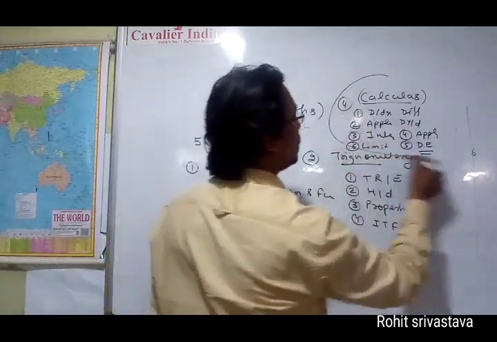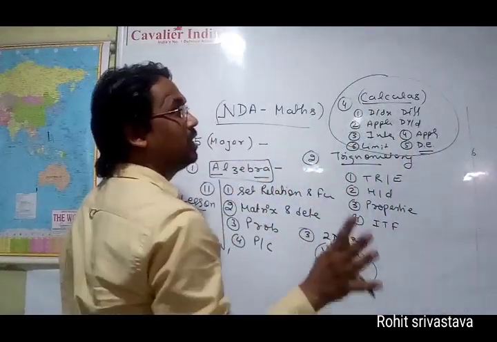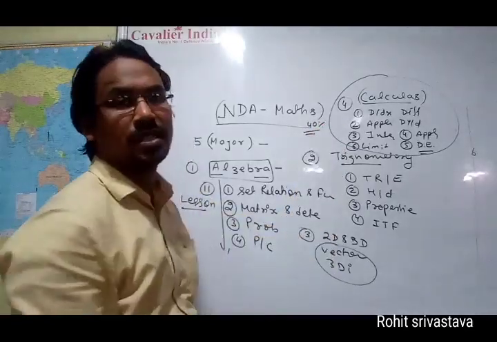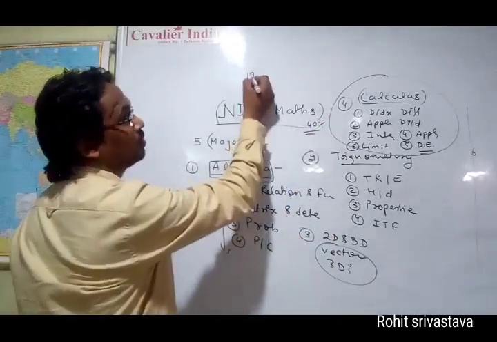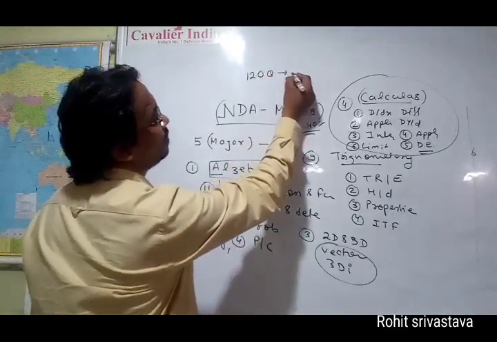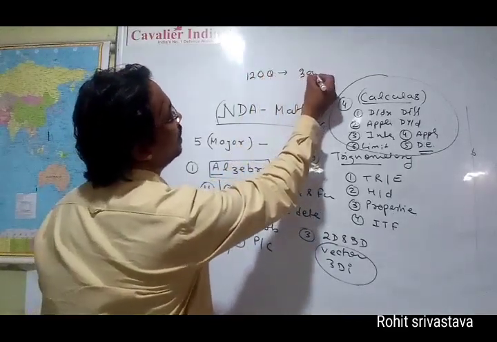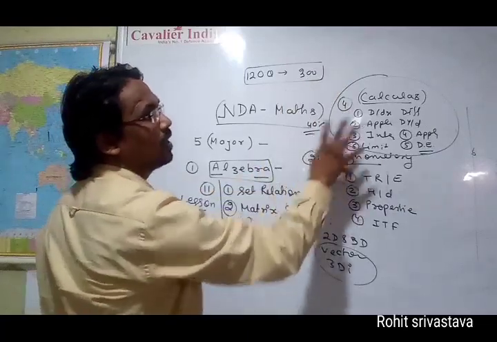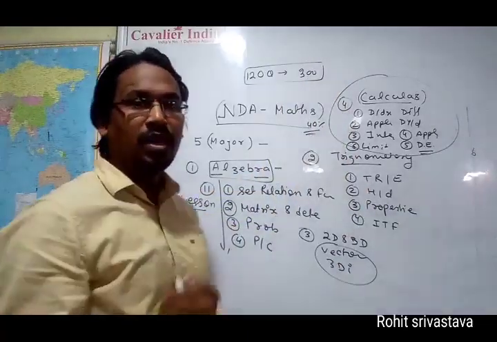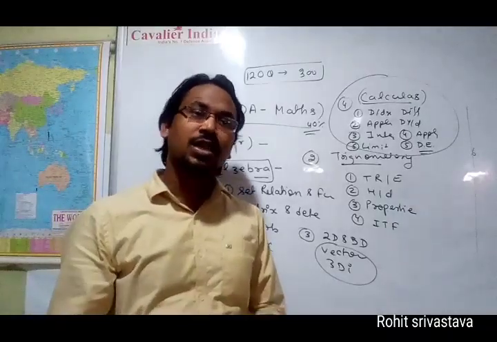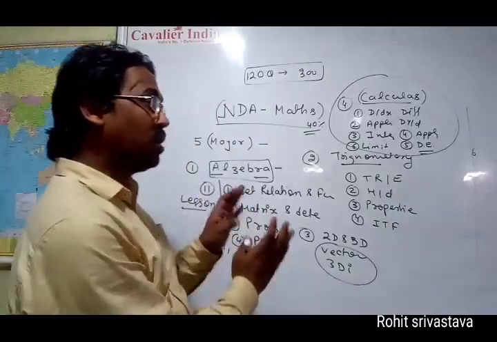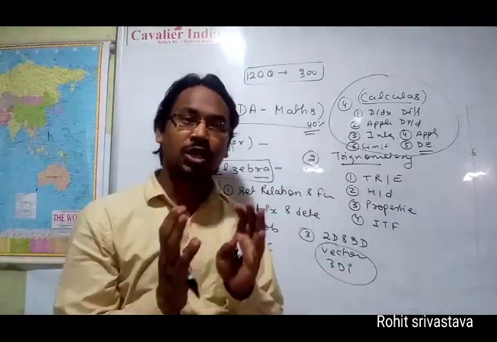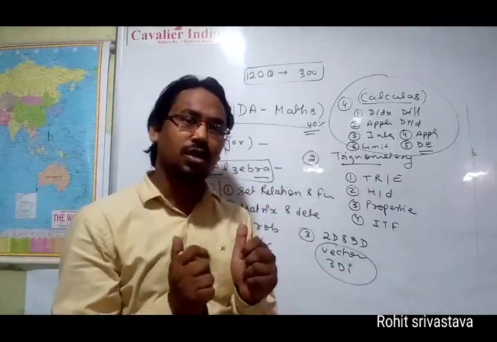Calculus is a major part of your NDA exam. It will come around 40% of the whole syllabus. It means your question paper has 120 questions and it will be of 300 marks. So 40% of this will be calculus. When I am familiar with your classes, then I will tell you segment wise, from which segment how many questions and what the marking scheme is.